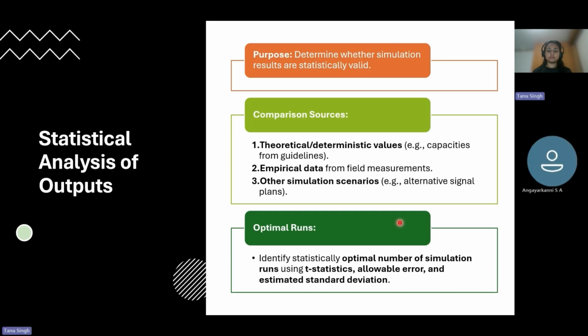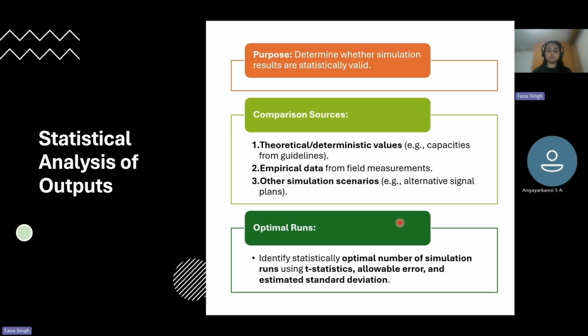We can compare outputs with three sources. This is to make sure that the simulation model is not giving random outputs, for example, the simulation model for a particular signal giving something like 200 or 300 vehicle kilometers speed. That is not a valid output. So to check whether it is statistically valid, or whether the variance given by the model is correct or not, we do the statistical analysis.